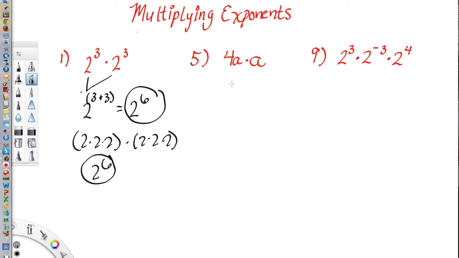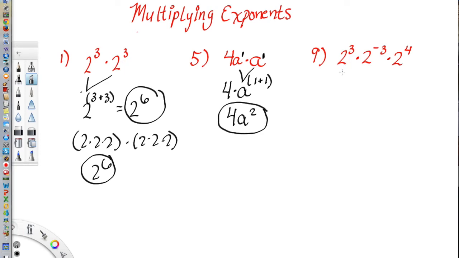Number 5, I have 4a times a, and I know it's not written per se in exponential form, but I know that anytime I just have a variable a, it's really to the first power, and this is really to the first power. So now I look at it as 4 times a to the 1 plus 1 power. I'm just adding those two exponents. That's how I got that. So altogether I have 4 times a to the 2nd power. And if you don't believe me, write it out in expanded form, and sure enough, you'll see that you have 4 times a times a, which is 4 times a to the 2nd power.